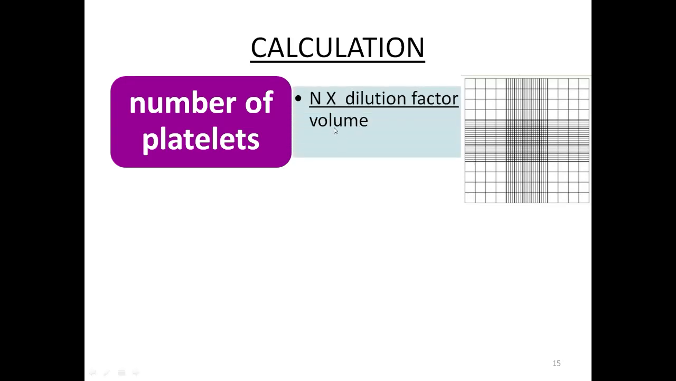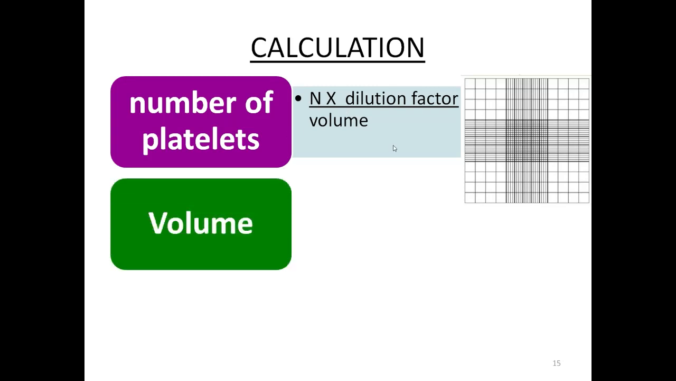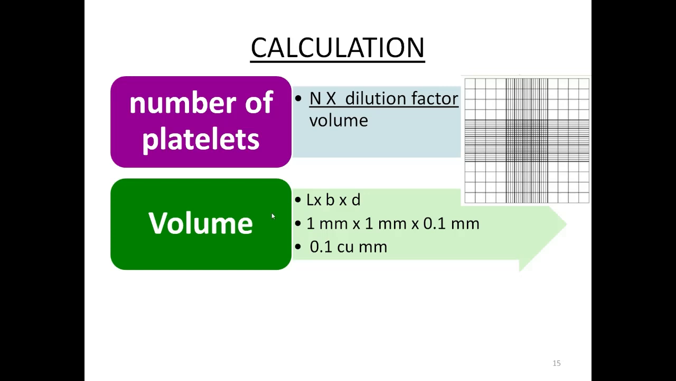So the formula for this is N into dilution factor divided by volume. Now for volume, the formula that you all know is L into B into H. Here we have taken depth, so that is L into B into D. Now as you know, we are counting platelets in a central square. So what is the central square length into breadth? That is 1 mm into 1 mm.